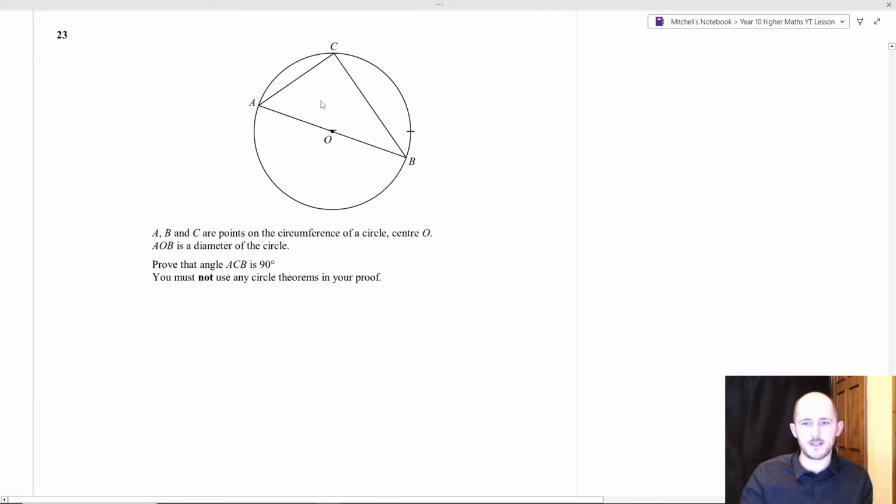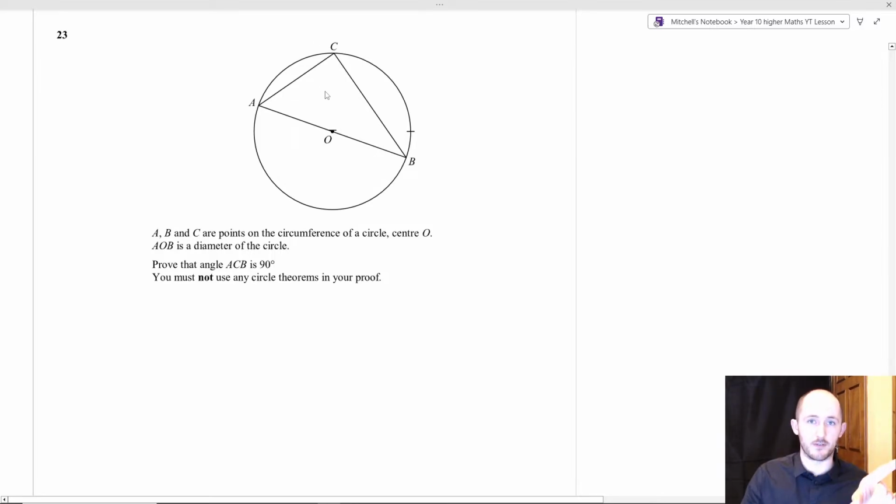Okay. So, our goal here is to prove that this angle here is a right angle. Now, as you know from your circle theorems, if you make a triangle from either side of the diameter, it will always be 90 degrees.